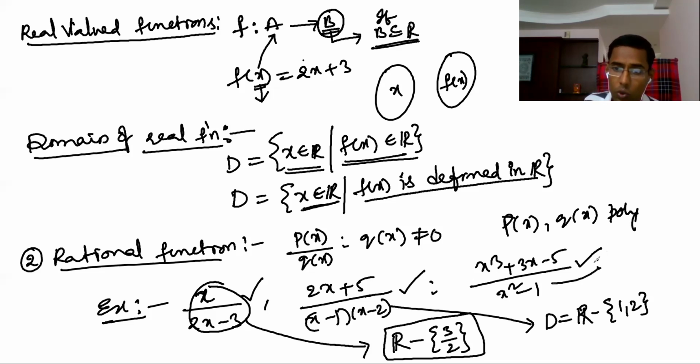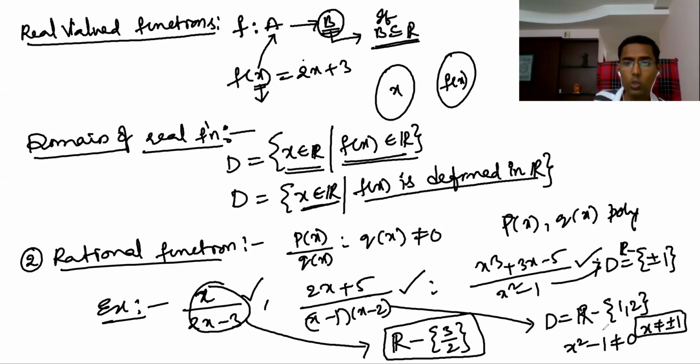Then for this third one, what is the domain? What is the domain of this rational function? All real numbers except plus or minus 1. Okay, that means simply you have to put like this: x square minus 1 is not equal to 0. That means x should not be equal to plus or minus 1. So that's what you need to understand. That is what is rational function.